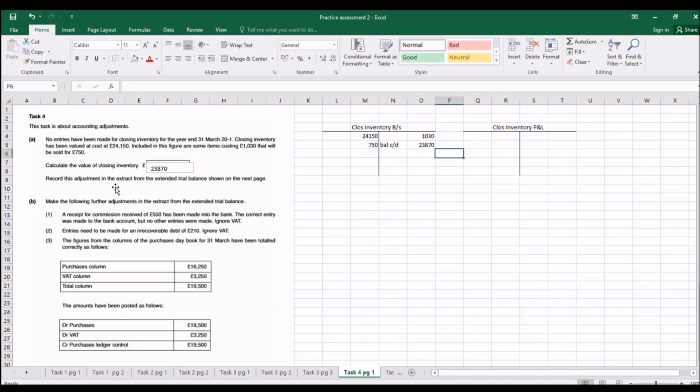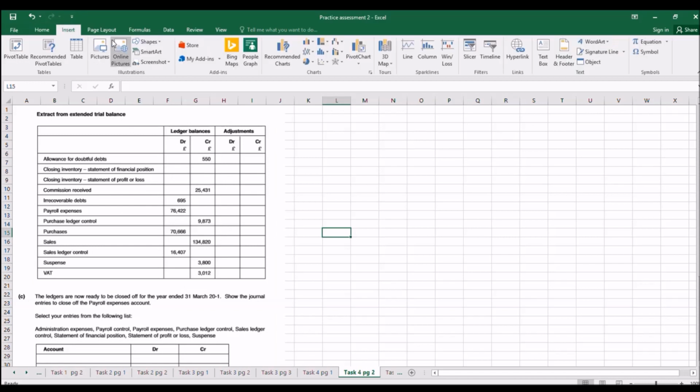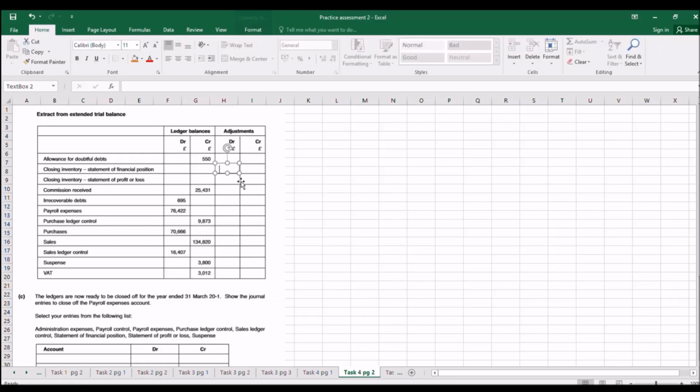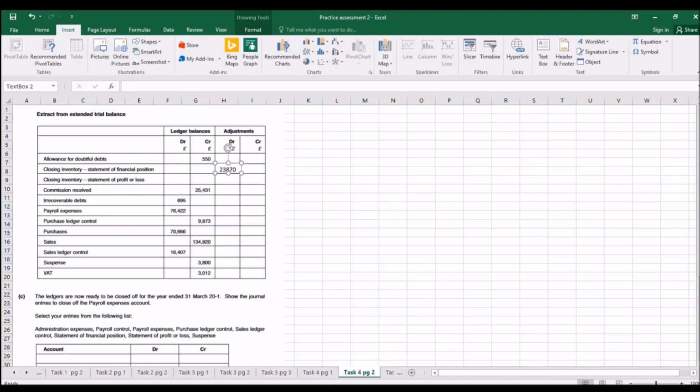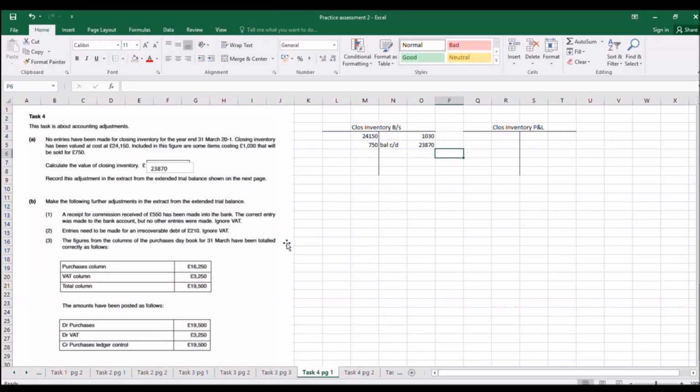Record this adjustment in the extract from the trial balance shown on the next page. Alright, okay, so on the next page we got here, so statement of financial position is our asset, remember, so that will be 23870 there. Our stock represents an asset to the company, so it's going to go in the balance sheet on the statement of financial position as that. And let's go into our statement of profit and loss account, which is going to be the reduction in expenses, 23870 there. Okay, so we've done that.